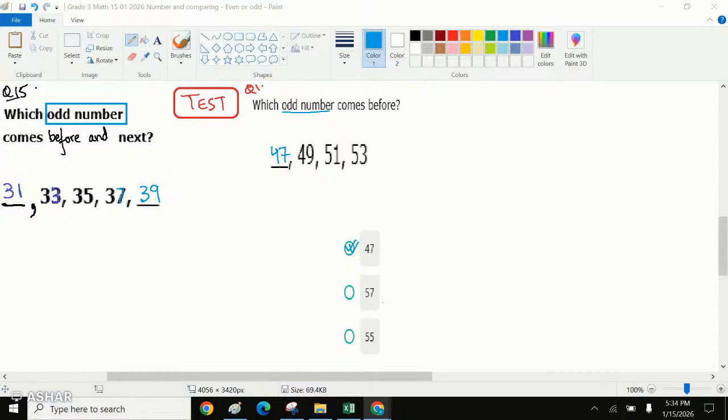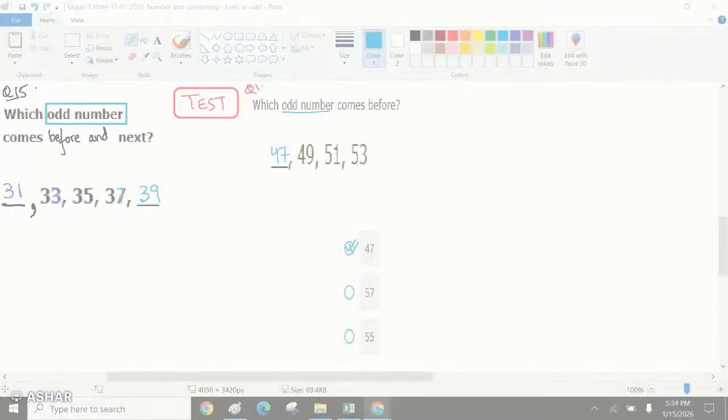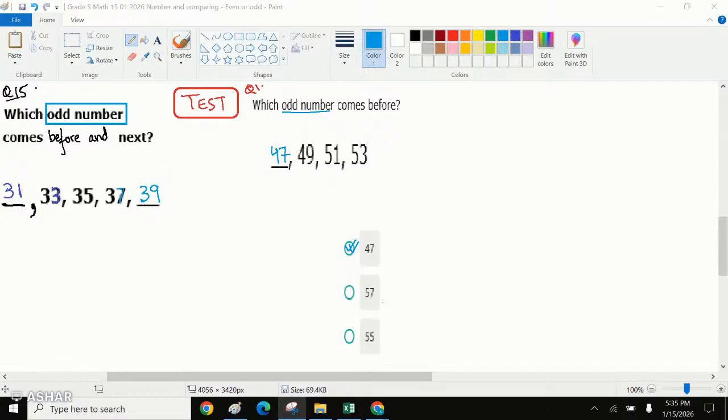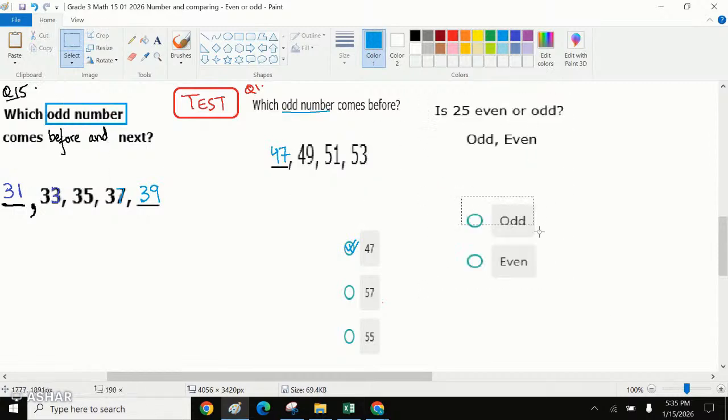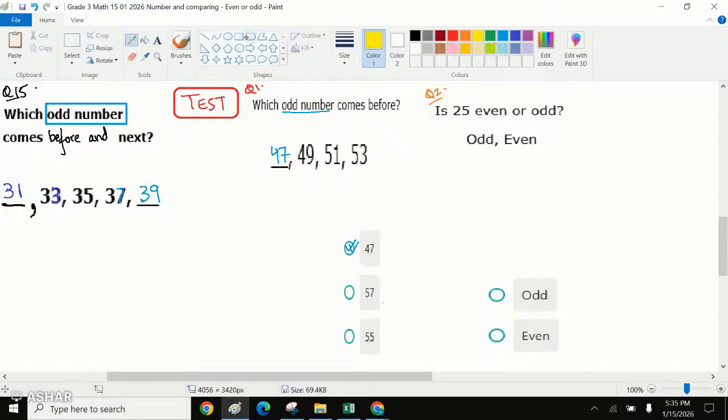For question number 2, they're asking us whether this number is even or odd. So the given number in the question is 25. Is 25 even or is 25 odd? Is it even or is it odd? Question number 2.